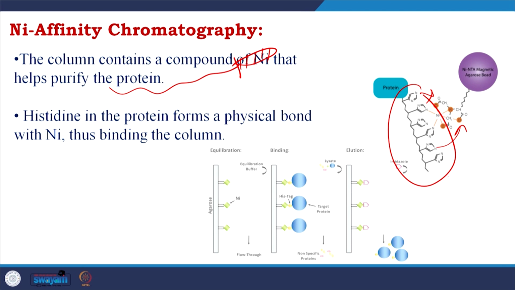First, you have to equilibrate the column, then you put the protein which will be binding. That is the equilibration phase, the binding phase, and then you will use imidazole. Imidazole, if you see, mimics the same chemistry as histidine, because histidine has an imidazole ring. You use a higher concentration of imidazole, so your protein is eluted. That is how affinity chromatography works.